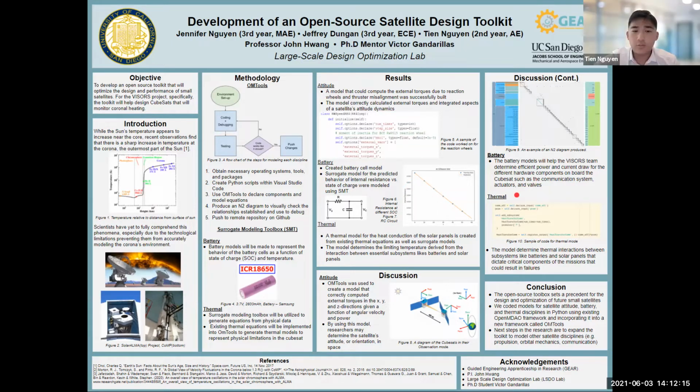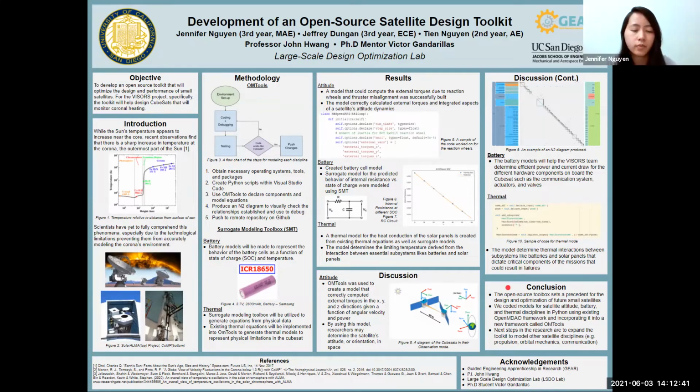So the thermal model is a crucial consideration that couples many disciplines. Not only does it affect solar power generation and battery performance, it also includes heat transfer from avionics and communications. More importantly, however, the thermal model depicts the limitations that dictate critical components of the mission, or parts that could result in failure if not properly modeled.